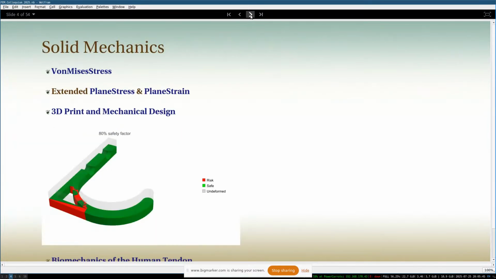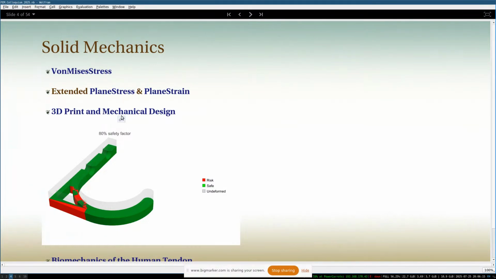Okay. So in solid mechanics, we've introduced a new companion function, the von Mises stress function. I'm going to show an example in a second. We've extended plane stress and plane strain. So this is important if you do solid mechanics, plane stress, and you are interested in the Z component. These are 2D operators, but if you are interested in the third dimension, the Z component, you can use the extended plane stress and plane strain components to do that.